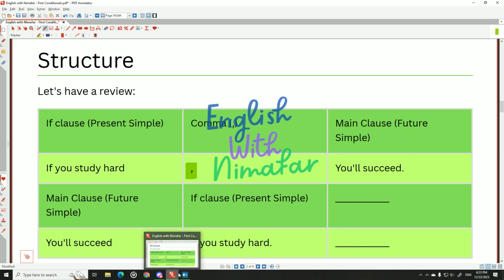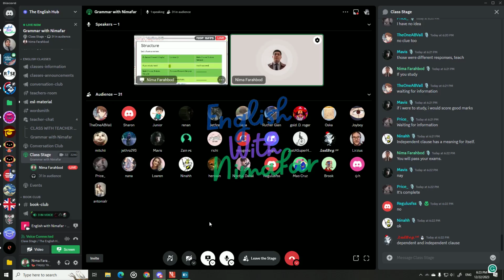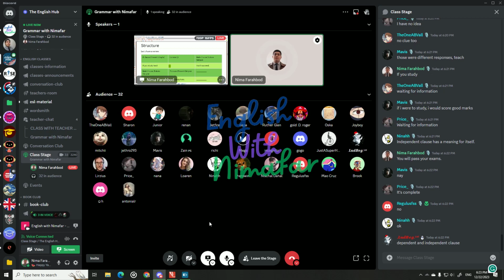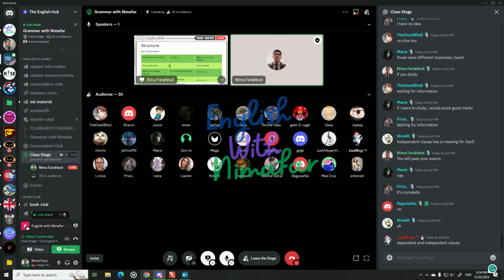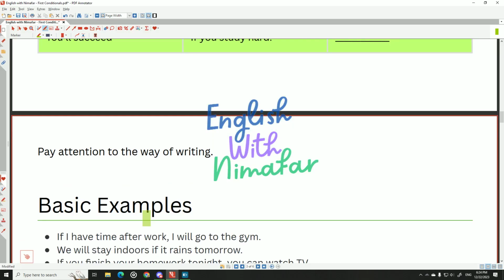But if you study hard, there is a gap. So when you start conditional sentences with your if clause, you use a comma. If you start them with your independent clause, meaning the main clause, you don't use commas. This is especially in written English, because in speaking we don't use commas, but you could just wait for one second. If you study hard, you will pass your exam. And you will pass your exams if you study hard.